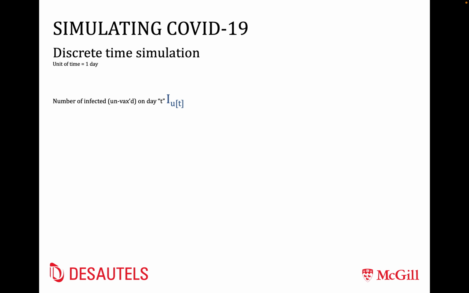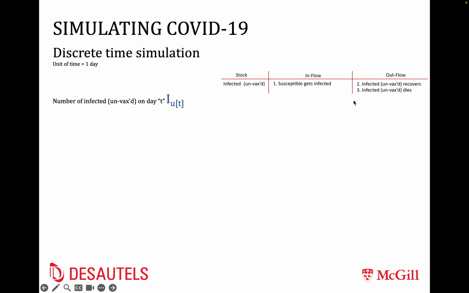Okay, so let's start with a descriptive statement about how the number of infected unvaccinated individuals changes over time, right? We'll try to be as simple as possible, right? So this is our stock, infected unvaccinated individuals. Let's bring our flows here, just as a good way to remind us of what we're talking about. Okay, and so the number of infected unvaccinated individuals on day t, so I sub u at time t, right, is equal to that same number, so the number of infected unvaccinated individuals on the previous day, I sub u at t minus 1, right?